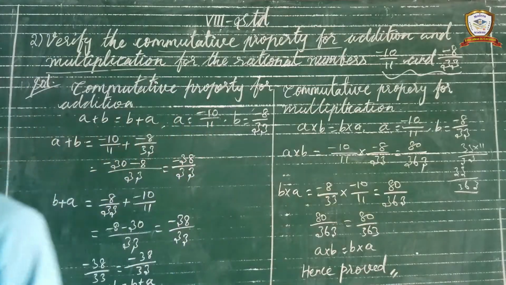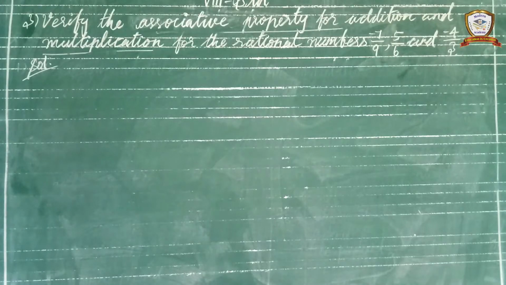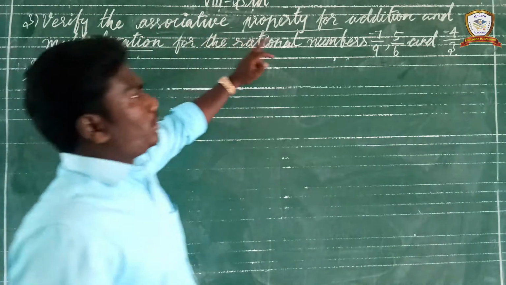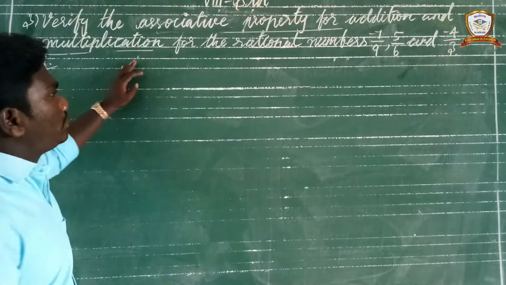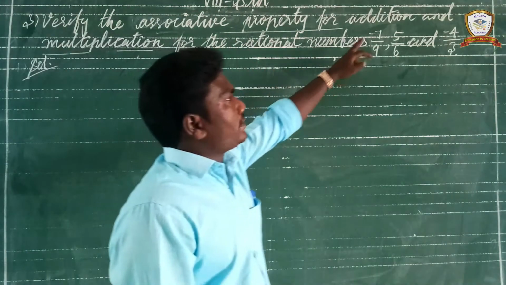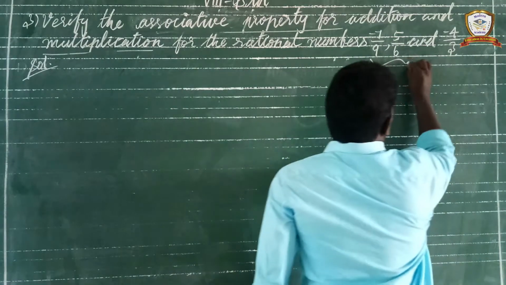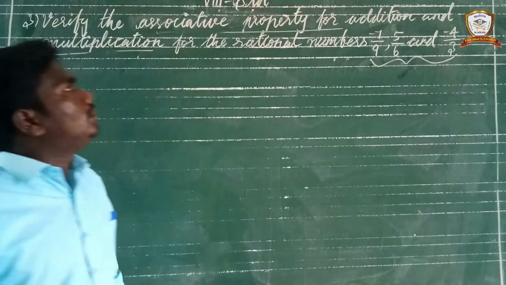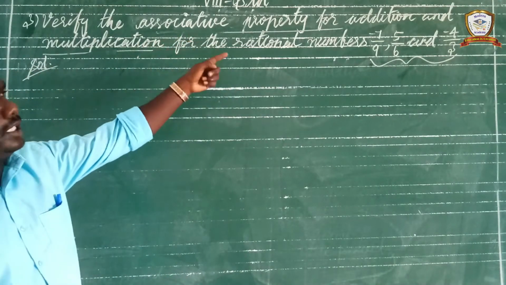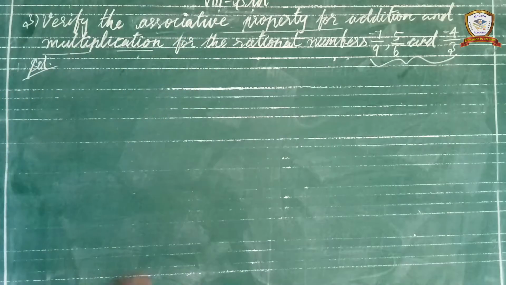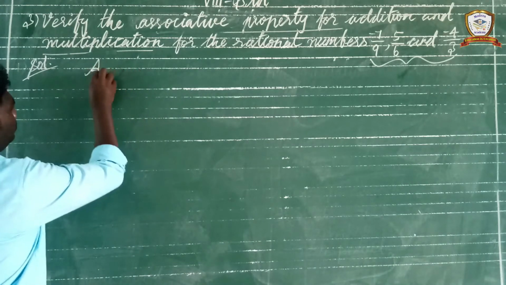So, to the next sum. Okay students, now there is a sum: verify the associative property for addition and multiplication for the rational numbers minus 7 by 9, 5 by 6 and minus 4 by 3. So here three rational numbers are given. We want to prove the associative property for addition and multiplication.